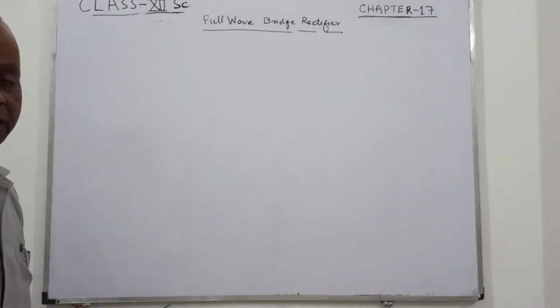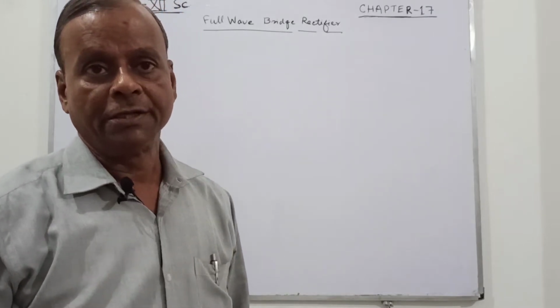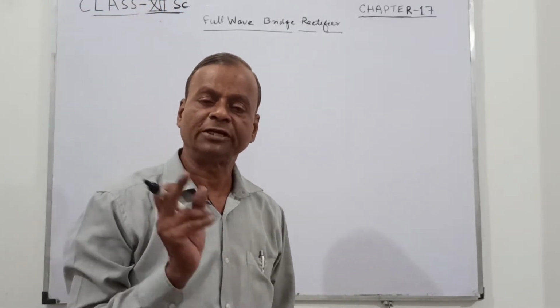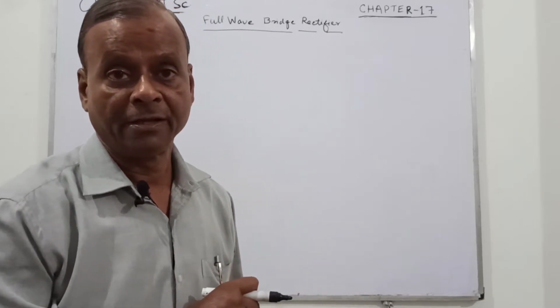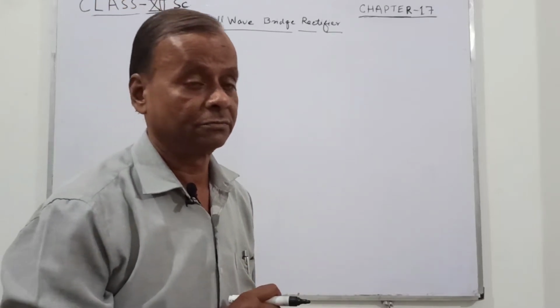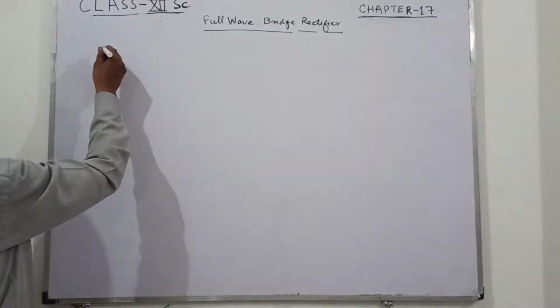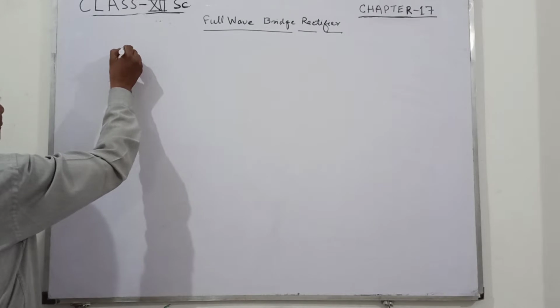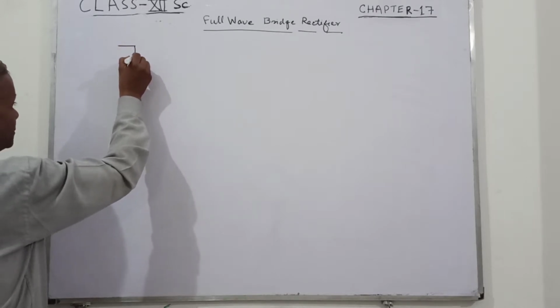You saw that in half wave rectifier there is one diode which is used. In case of full wave rectifier the two diodes are used, but here in this bridge rectifier the four diodes are used. Now, the circuit diagram of this one that I am telling you.